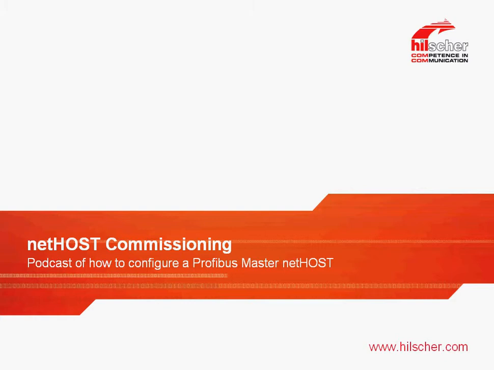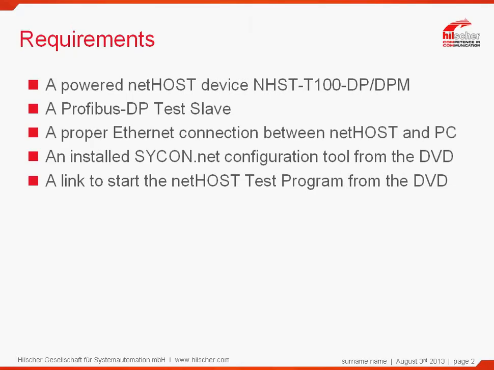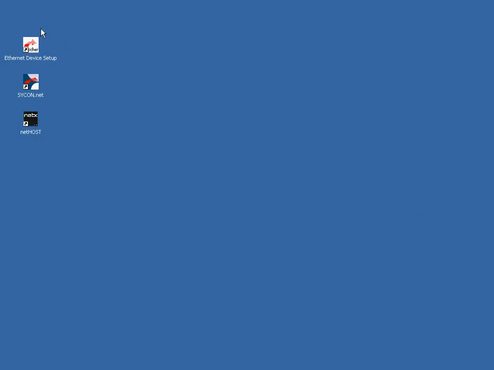I will demonstrate to you in the next couple of minutes how to commission a netHOST device. There are some preconditions that have to be met to follow this video. The first thing you need is a powered Profibus netHOST device. To look at some I/O data, you need a Profibus DP slave as well, and a proper Ethernet connection between the netHOST and the PC. As software, you need Cycon.net and the netHOST test program. These are the software components we need.